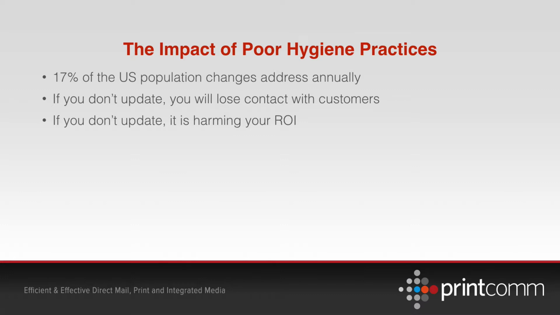We've actually seen situations where like 20% of the client's database was actually no longer relevant. Now there are some hygiene steps we can perform to get some of those addresses back, but the bottom line is the focus of today's session is how to improve your ROI. So if 20% of your pieces are going to the wrong people, that's definitely going to harm your ROI. You're going to be printing too much and you're going to be spending too much on postage.